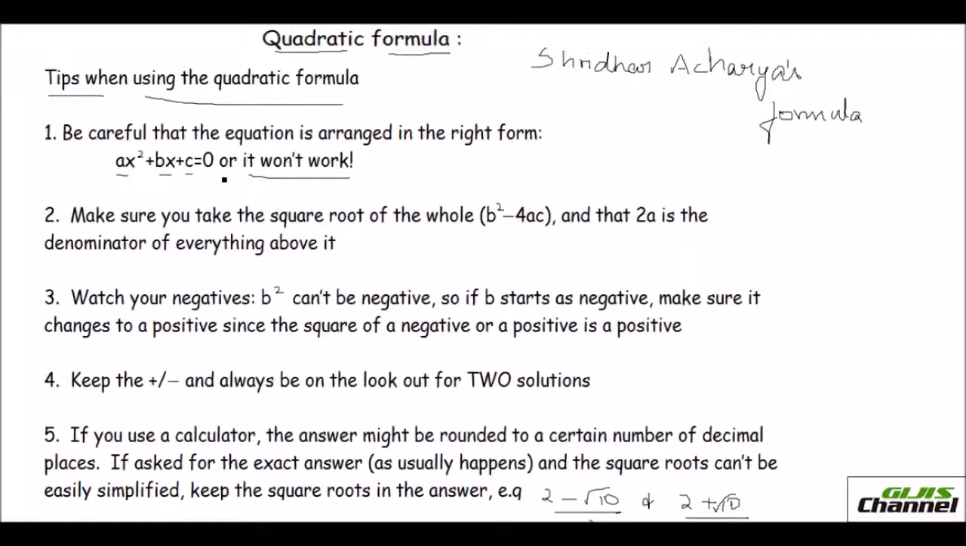And secondly, make sure you take the square root of the whole b square minus 4ac. I will tell you the formula later on. So, the square root is for the whole b square minus 4ac. And you divide the whole thing by 2a. Your denominator is for everything above it.